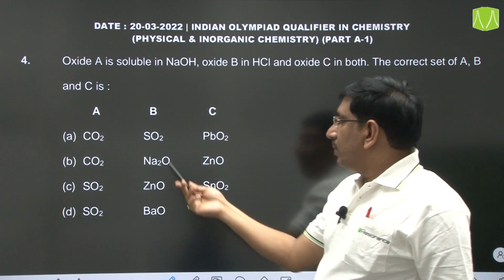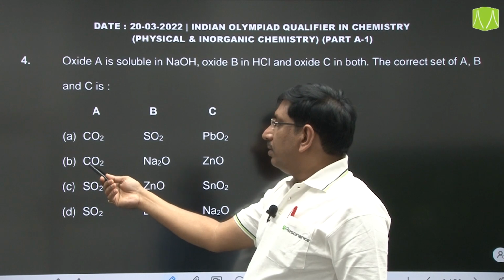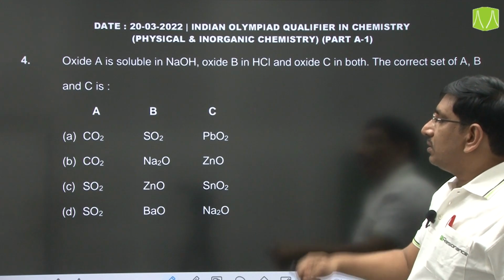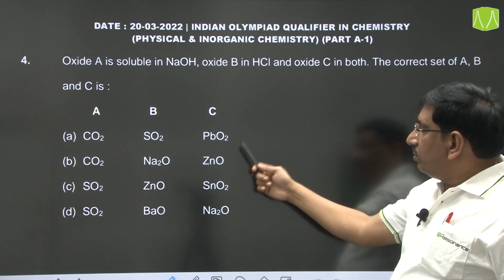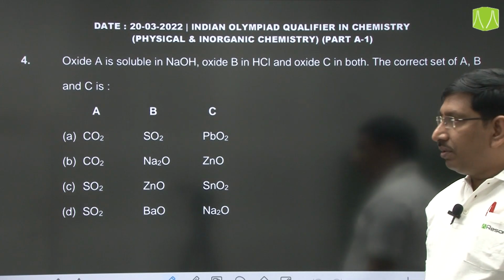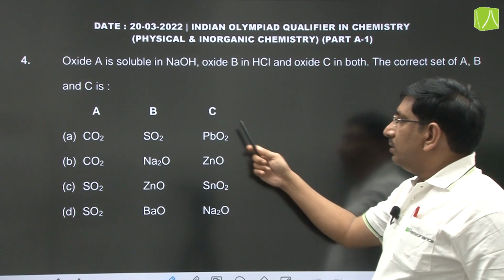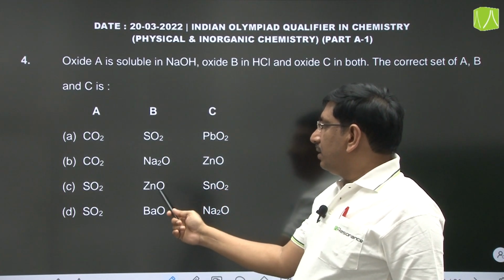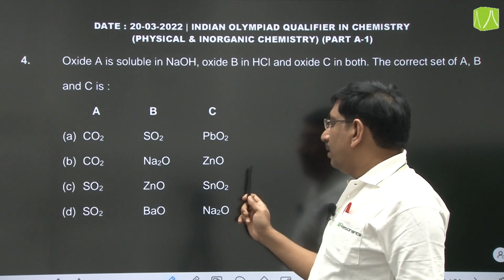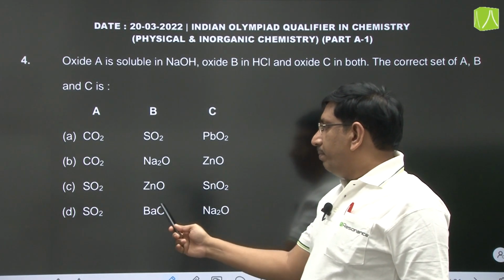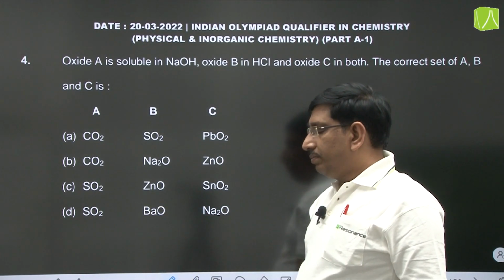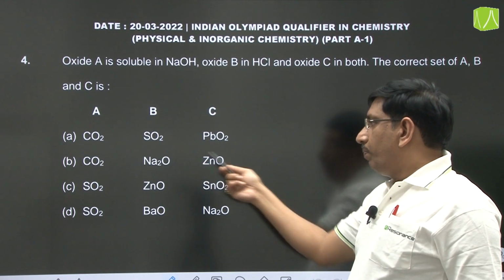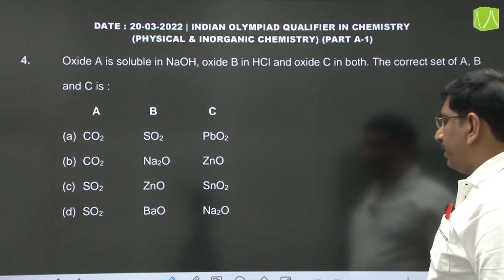In the given options, carbon dioxide is acidic, sodium oxide is basic, and zinc oxide is amphoteric. In the remaining options, CO2 is acidic, SO2 is acidic, PbO2 is amphoteric, whereas in this one zinc oxide is amphoteric, SnO2 is also amphoteric, barium oxide is basic and SO2 is acidic, but Na2O is basic. That is why the correct answer is B.